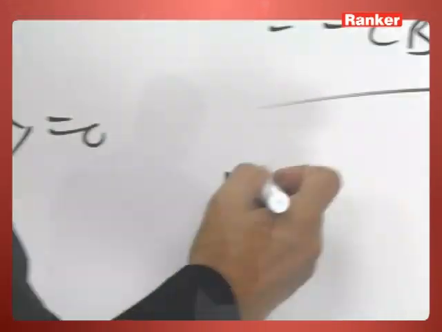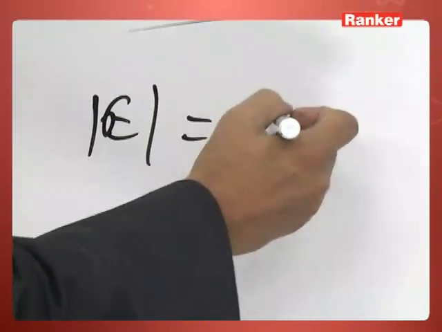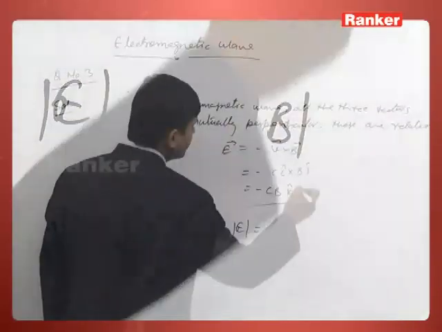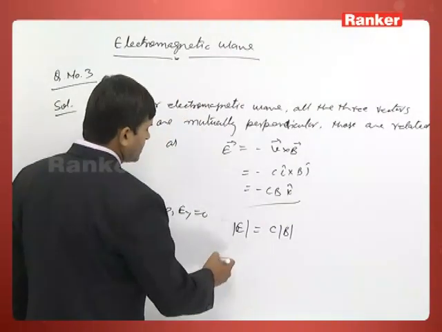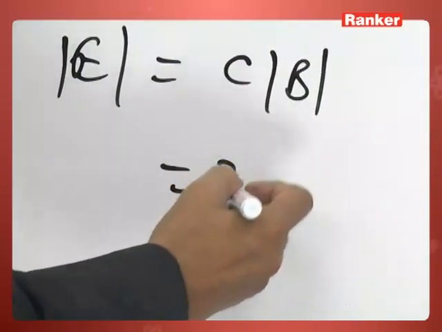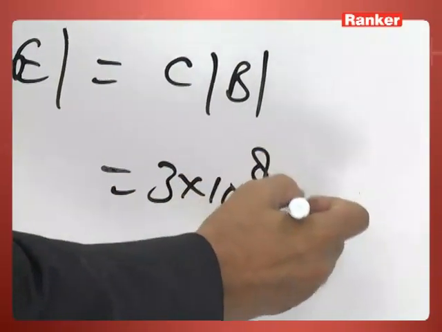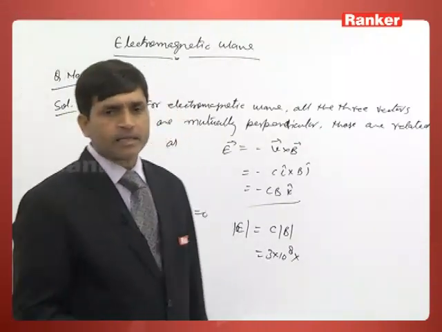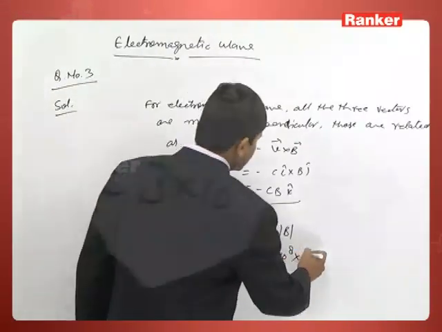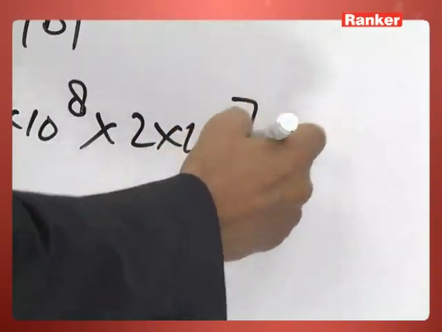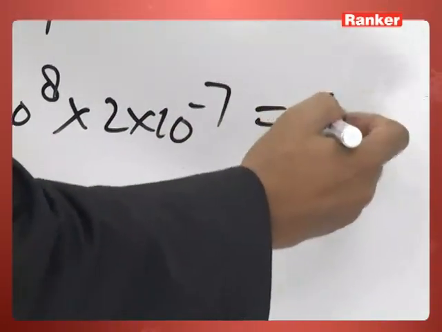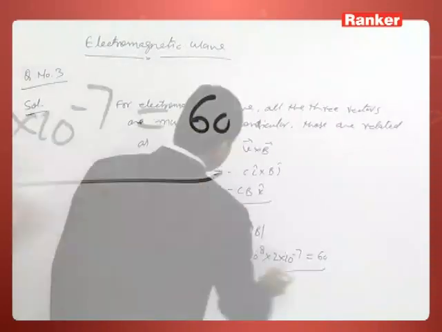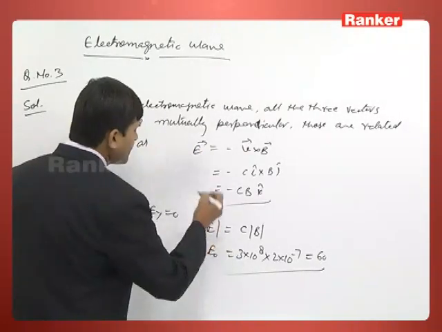So the modulus of electric field is equal to c times the modulus of amplitude of B. So that is c, 3 into 10 to the power 8, and the amplitude of B is given as 2 into 10 to the power minus 7. So this becomes 60, which is the amplitude. So this is nothing but the peak value.